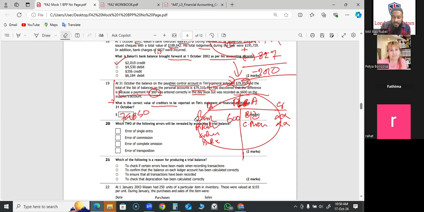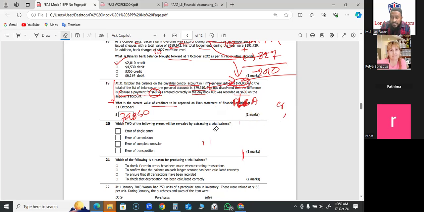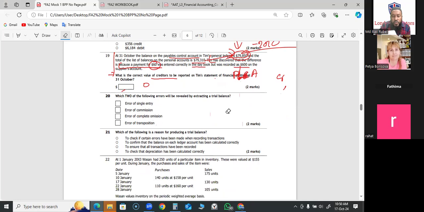These are some challenges you can see, but you have to learn through T accounts. You have to practice conceptually either way. Number 20, which two of the following errors will be revealed by extracting a trial balance? Remember, COPCOR will never be revealed. If you ask me what COPCOR is, watch my YouTube channel video: commission, omission, principle, compensating, original entry, reversal of entry. These will not be revealed.